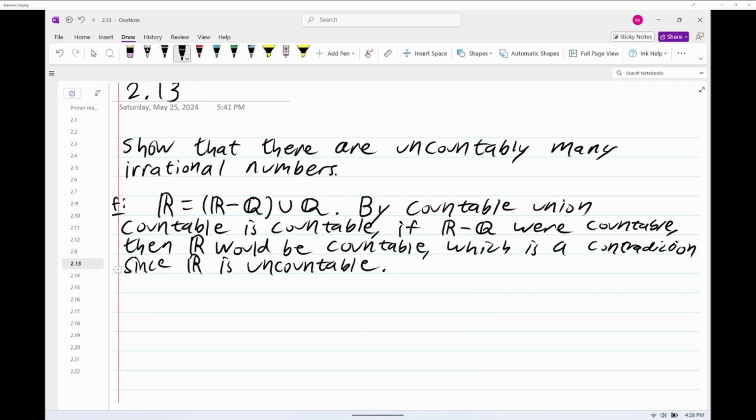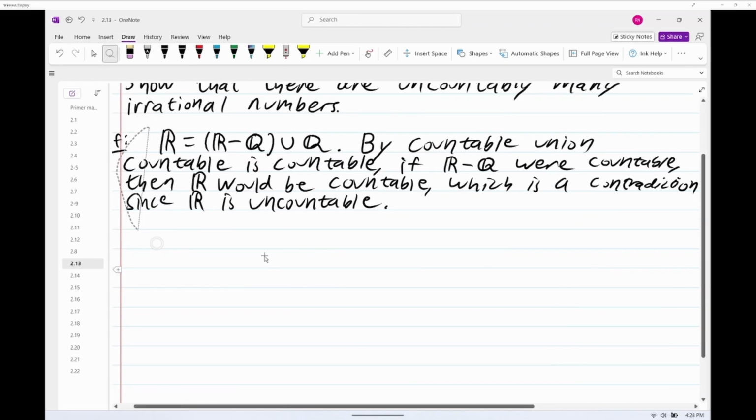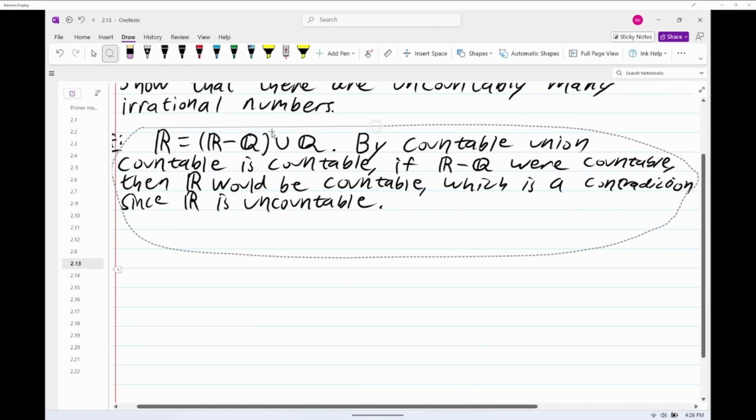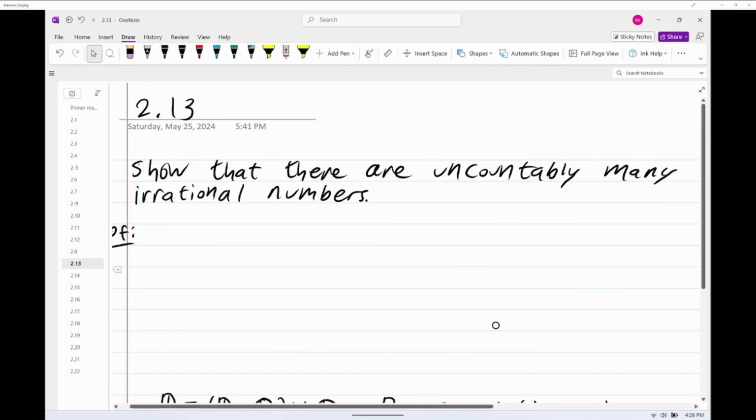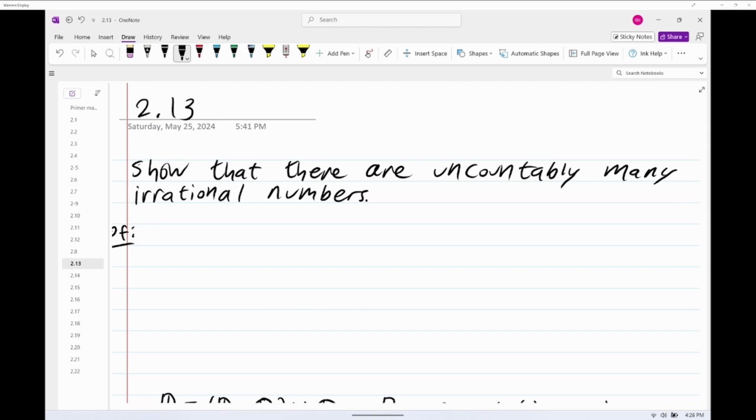That was 2.20. We left off at 2.12, so we're doing 2.13 this time. This is spoilers. Don't read this. Oh! Show that there are uncountably many irrational numbers. Oh boy. How would I do that?